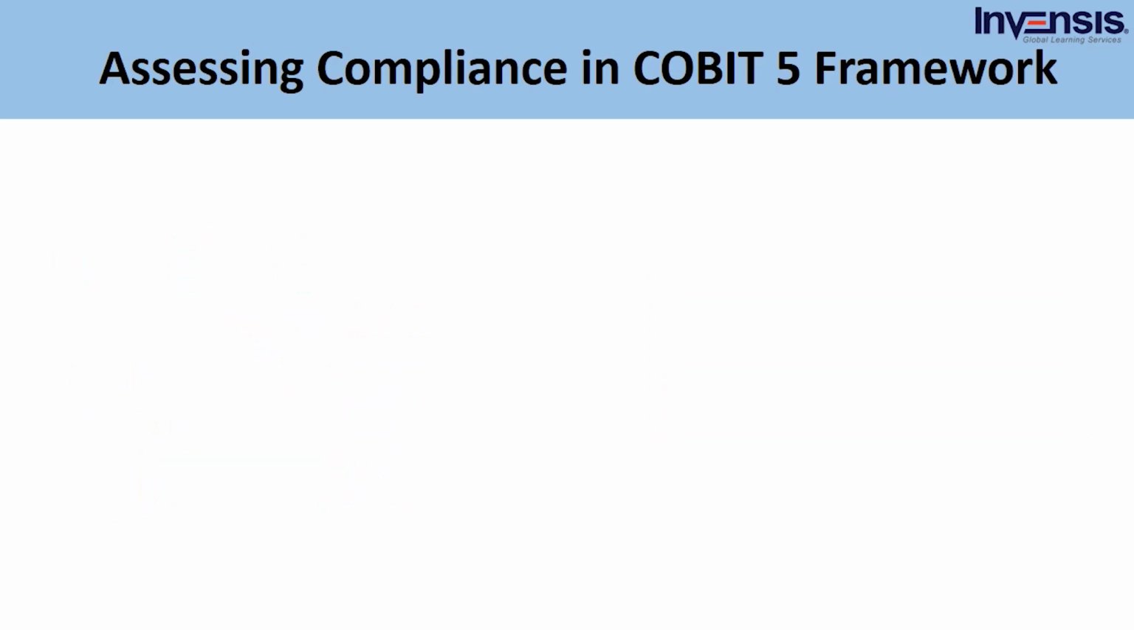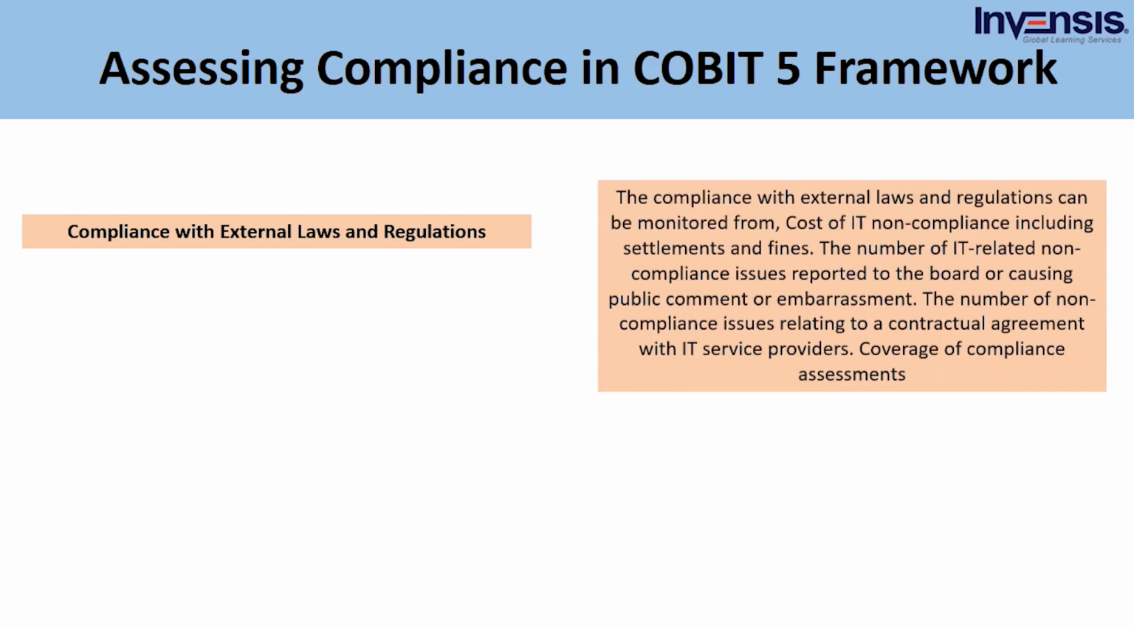We will now discuss the key metrics for assessing compliance in COBIT 5 framework. The first one is compliance with external laws and regulations. The compliance with external laws and regulations can be monitored from cost of IT noncompliance, including settlements and fines, the number of IT-related noncompliance issues reported to the board or causing public comment or embarrassment, the number of noncompliance issues relating to a contractual agreement with IT service providers, and coverage of compliance assessments.